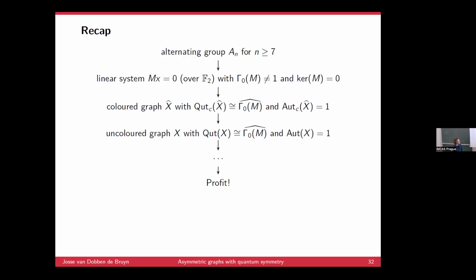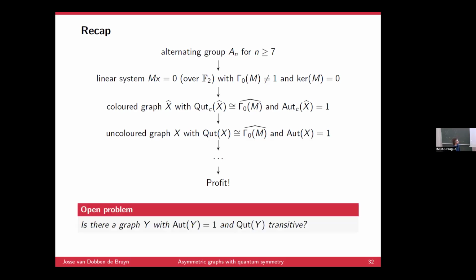So, yeah, it's almost the end of my talk. I just want to leave with this open problem. We don't know how to do this. Is there a graph with trivial automorphism group where the quantum automorphism group acts transitively?